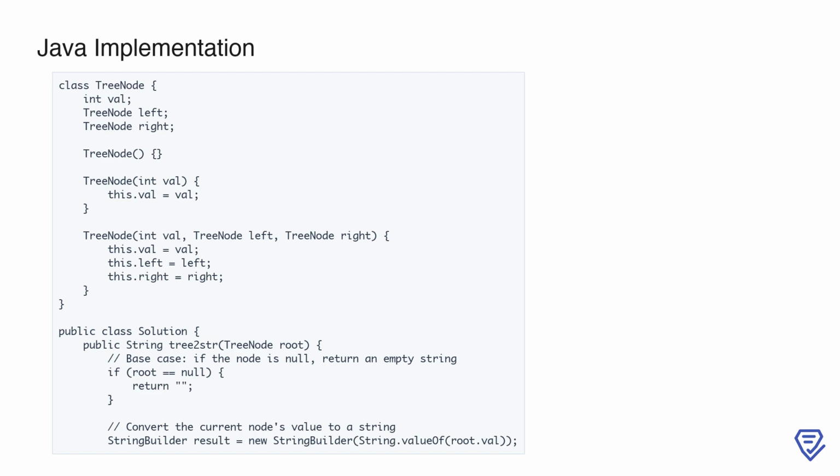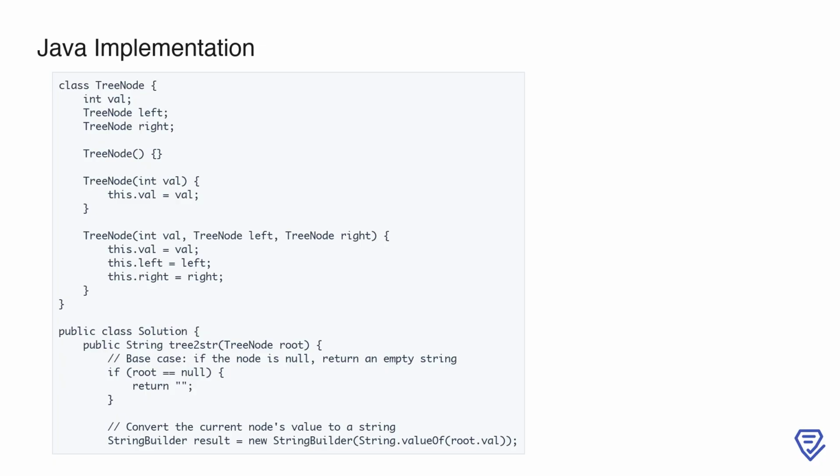Here, we start by defining a basic structure for our binary tree using the TreeNode class. Each TreeNode object has 3 fields: val, which stores the value of the node, and left and right, which are references to the left and right child nodes, respectively. We also provide three constructors, one with no arguments, one that initializes only the node's value, and another that initializes the value along with the left and right child nodes.